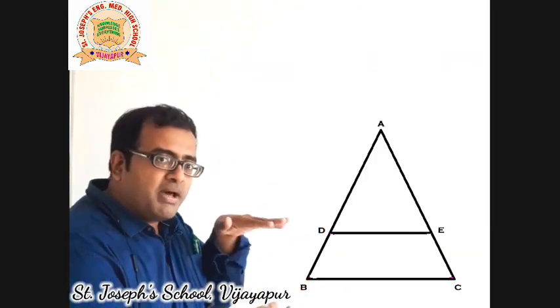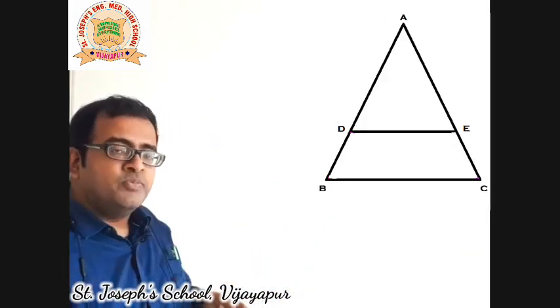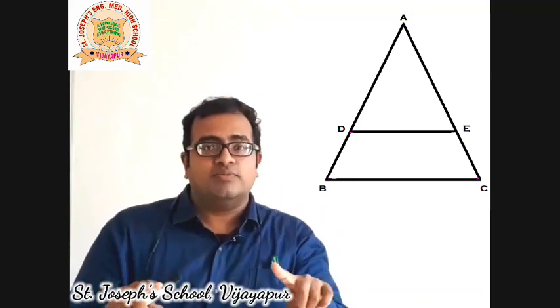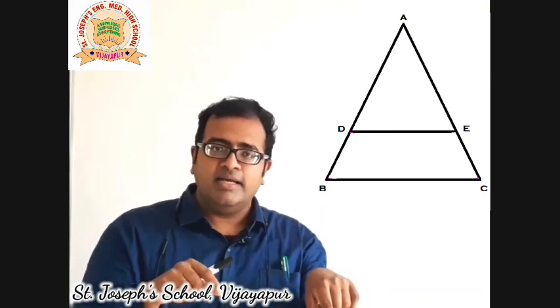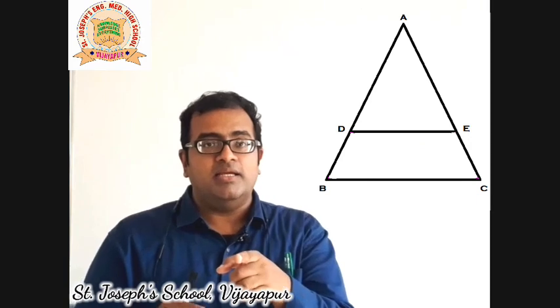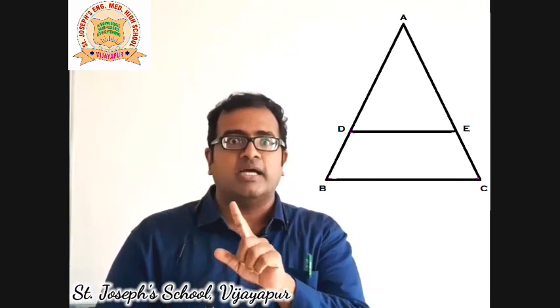So first we have drawn it parallel to one side, which is BC, right? But automatically there are two more sides, which are AB and AC. This line DE is going to divide the remaining two sides proportionally. Now question, what is proportionally? Let's have a look at that.